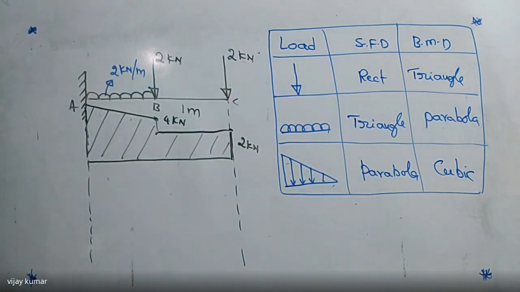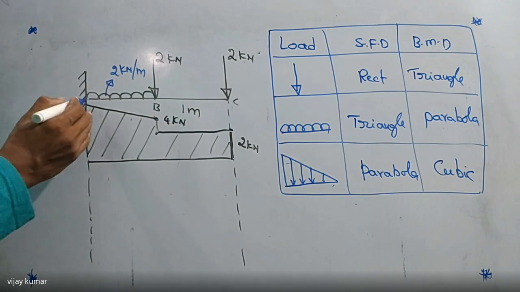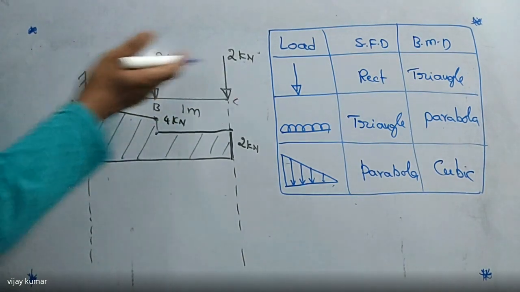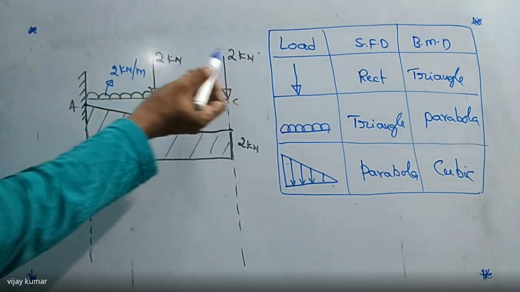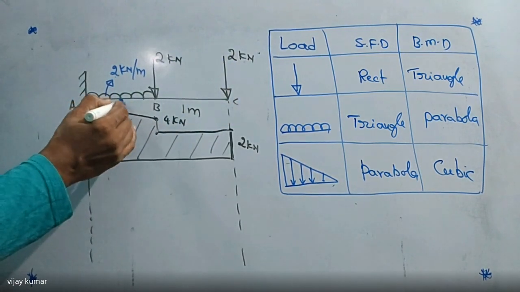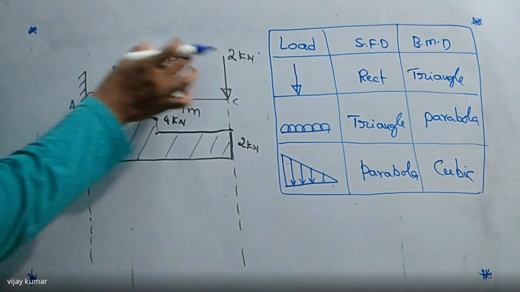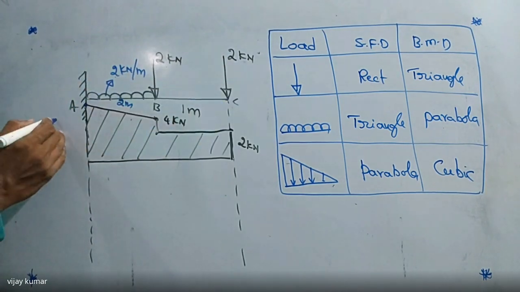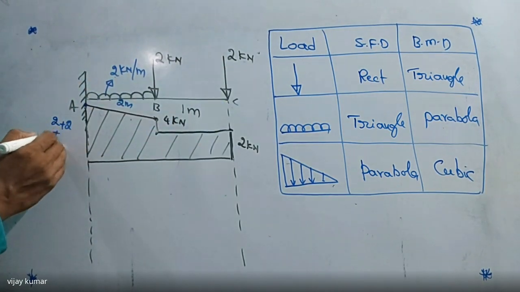We can draw directly. Now, how to draw the shear force diagram? What is the shear force here? The shear force here is the sum of all the forces. Now add it: 2 plus 2 is 4, and 2 into 2 meters is 4. So 4 plus 4, the total shear force is 2 plus 2 plus 4.